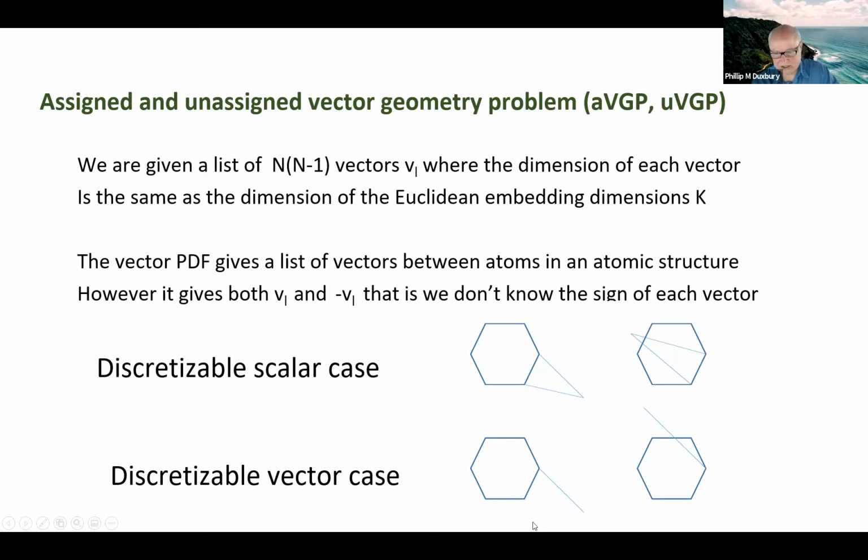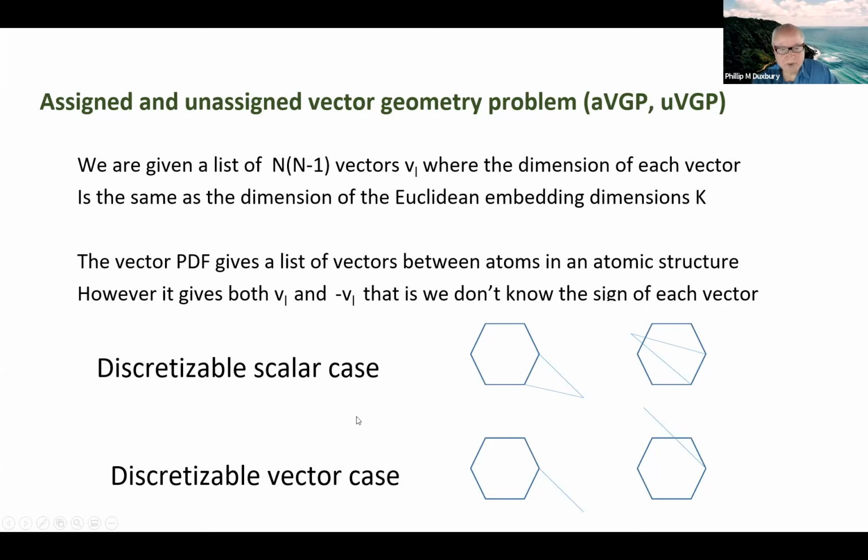In the vector case, we are given a vector, which is in a direction, but we don't know where it's located. So here's a vector, and I could have the vector pointing that direction or this direction. And so I can define a discretizable vector case in that way.